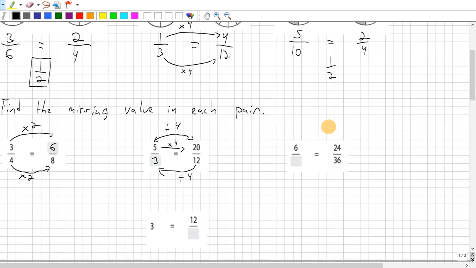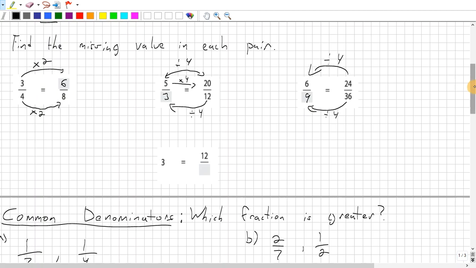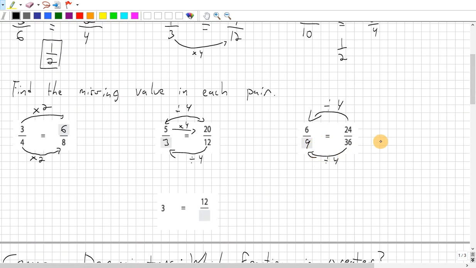So, again, just to reiterate, divide by 4 and divide by 4 to get to 9. So 6/9 is the same as 24 over 36. And we can actually reduce that even further, right? We could say 6/9 is actually equal to 2/3, dividing both by 3. Okay, the last one here.